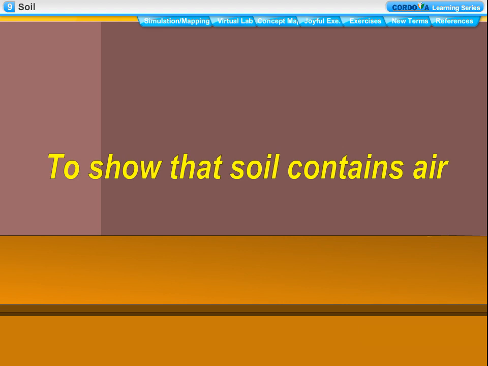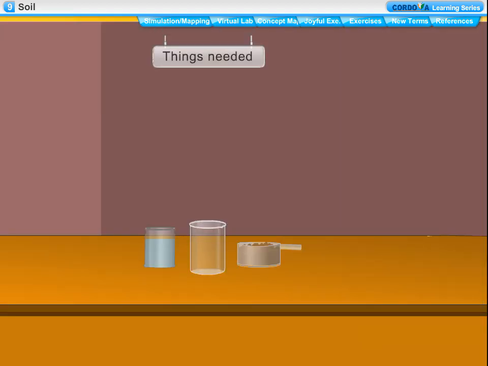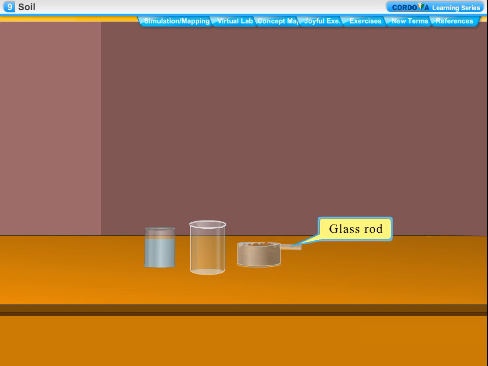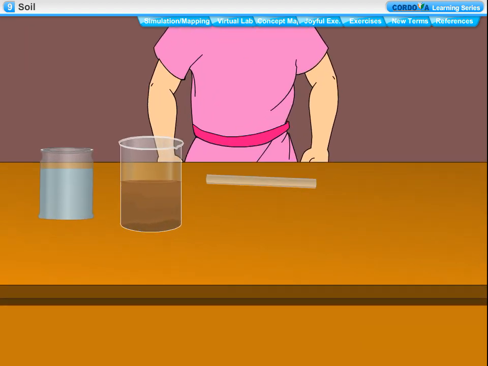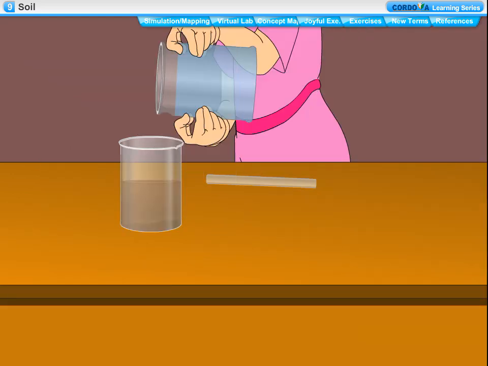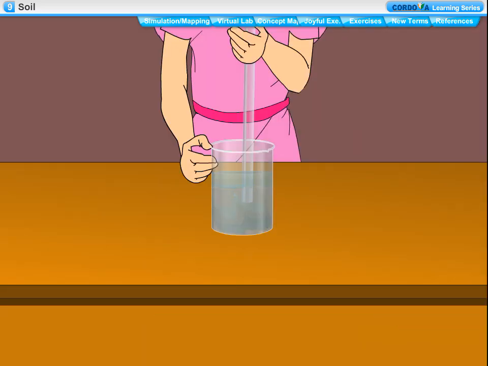To show that soil contains air. Things needed: beaker, garden soil, glass rod, water. Method: we take some dry garden soil in a beaker. Add water to the beaker and stir the soil and water mixture with a glass rod for a while.